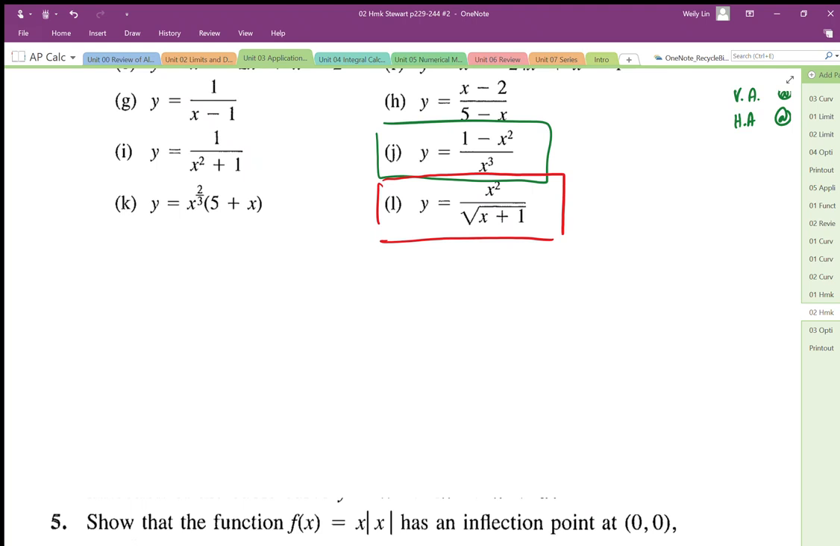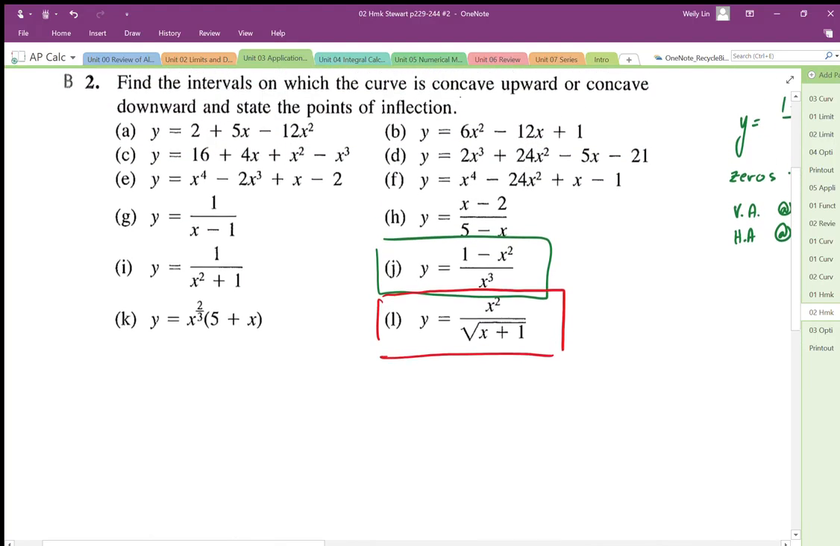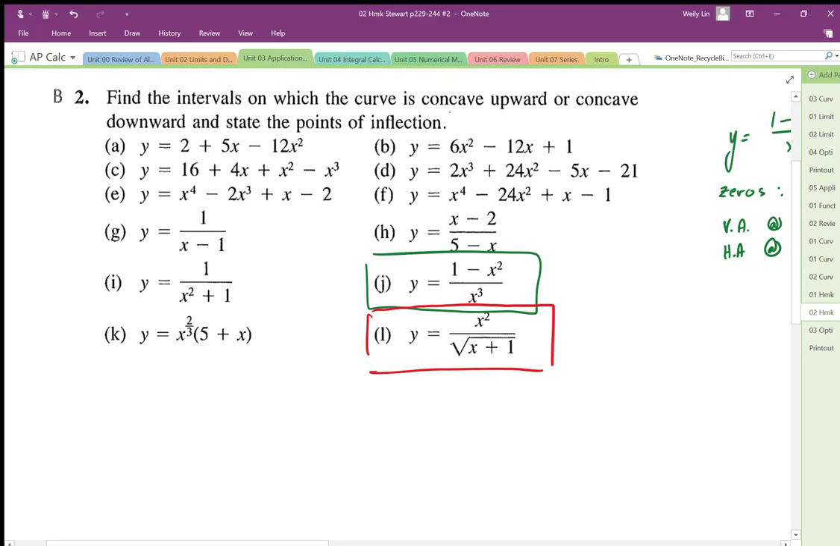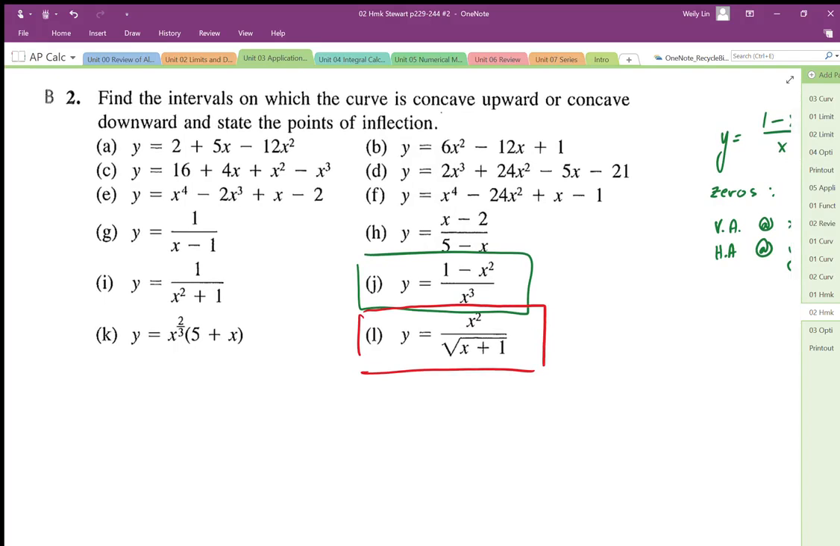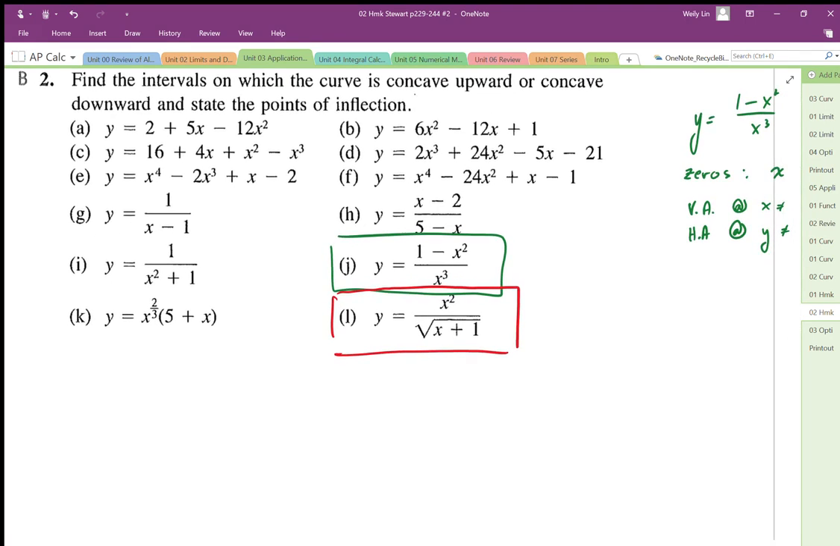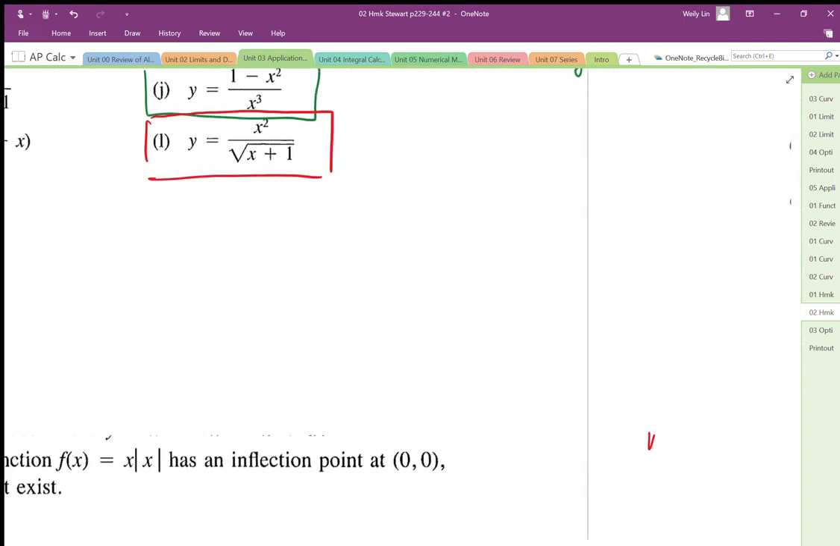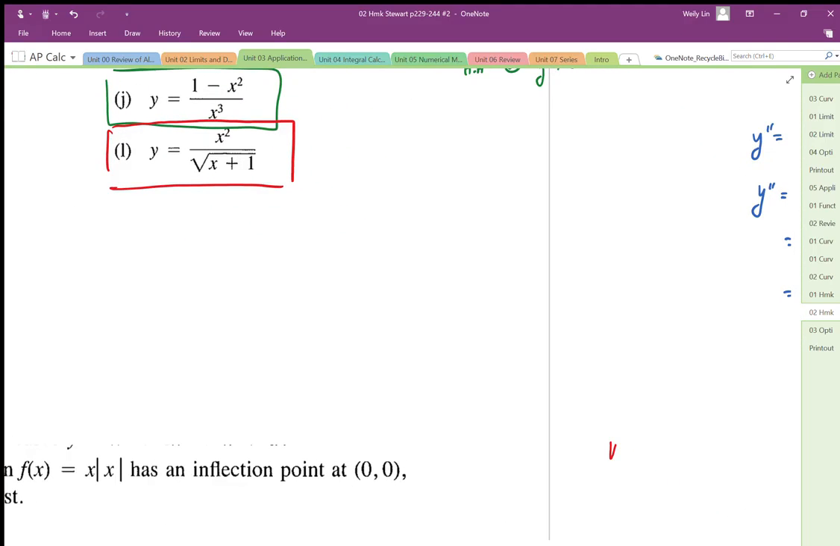This video is for the Stewart calculus worksheet, question number 2L, where it asks for concave up, concave down, and points of inflection. And we're also going to show other parts of this graph. So the function is y equals x squared over square root of x plus 1.